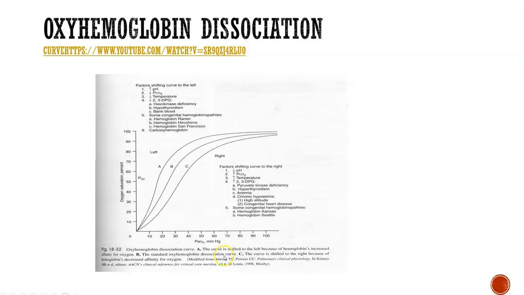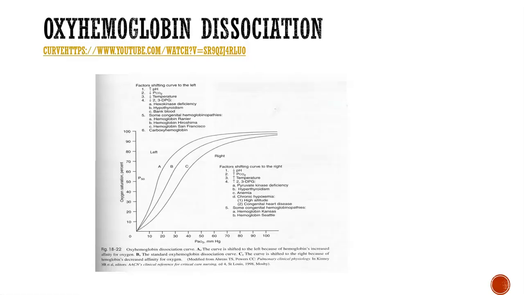So we can see down here, the curve is shifted to the left because of the hemoglobin's increased affinity for oxygen. Okay, the standard is B, like I said. So the standard oxyhemoglobin dissociation curve is B. B is our happy-go-lucky, medium, everything's great, hunky-dory. C is that shift to the right, so right here, okay, because of the hemoglobin's decreased affinity for oxygen.